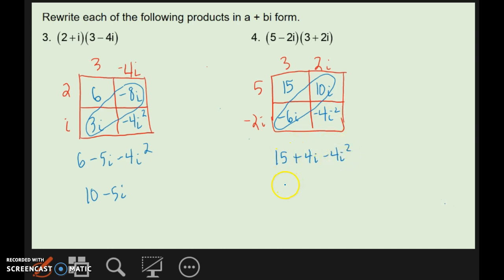So positive 4 plus 15 is going to give me 19. I guess I should have boxed my answer over there. And then plus 4i. So that's how we can use the area model to multiply.